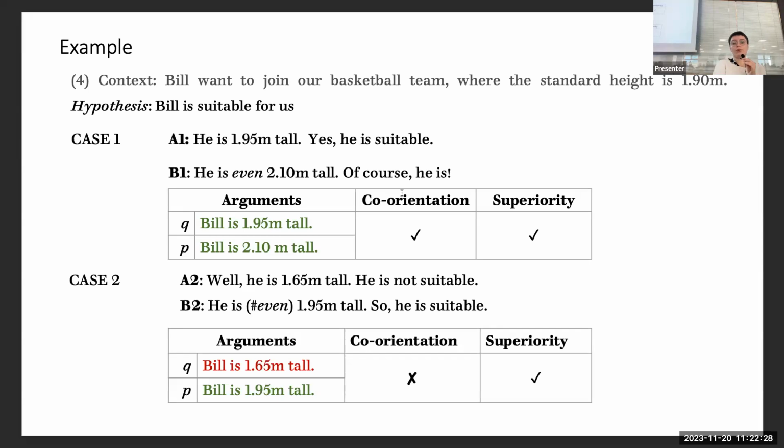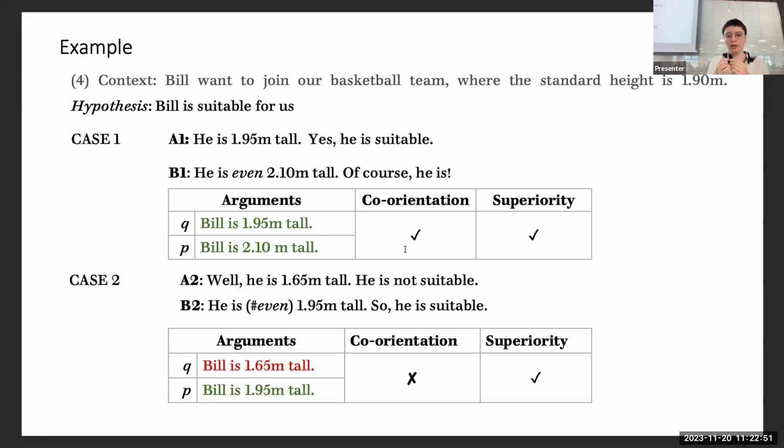So let's check the superiority requirement. Prejacent P, Bill is 2.10 meters tall, is eventually a stronger argument than Q, which makes the superiority requirement satisfied, right? And both are arguments for the hypothesis, which makes orientation also satisfied.